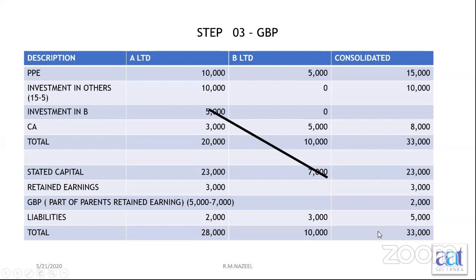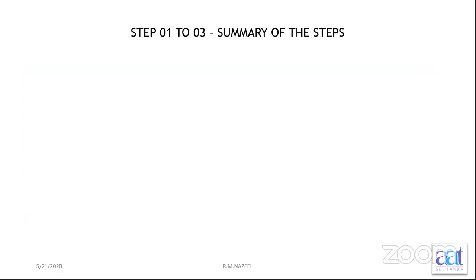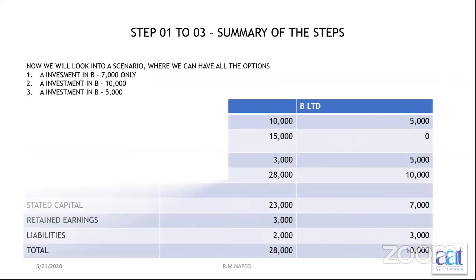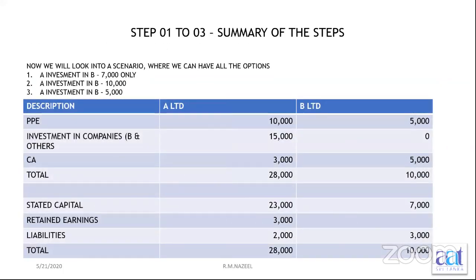So the variation: if you invest an equal amount, no problem, line by line consolidation. If you invest a higher amount, take that as goodwill. If you invest a lower amount, you can take that as a GBP. Now you can see the summary of step number 1 to step number 3. Same example, but option number 1 is 7,000. Option number 2 is 10,000. Option number 3 is 5,000.